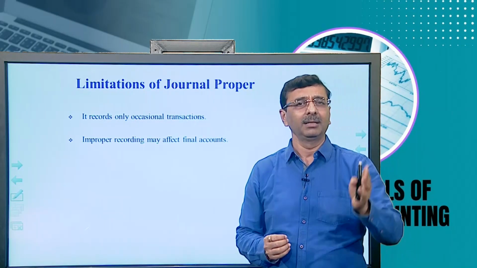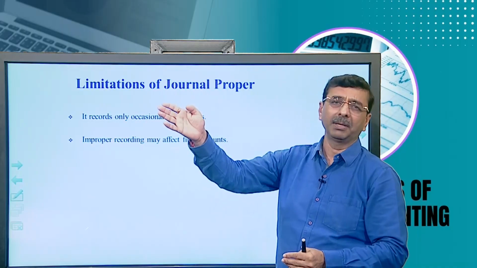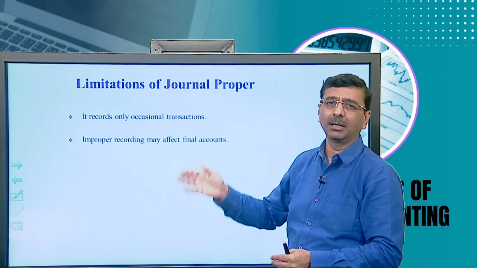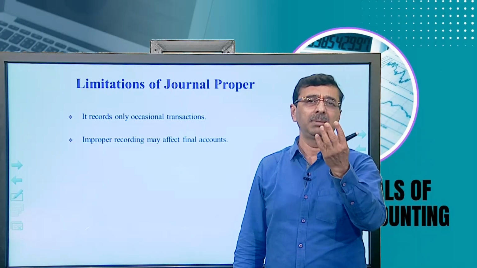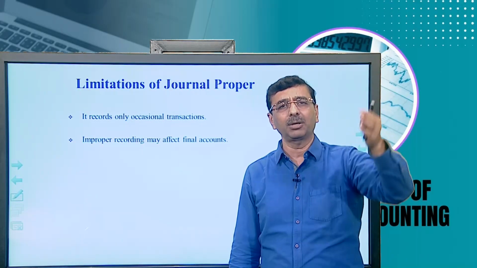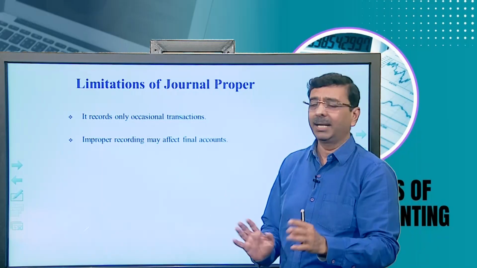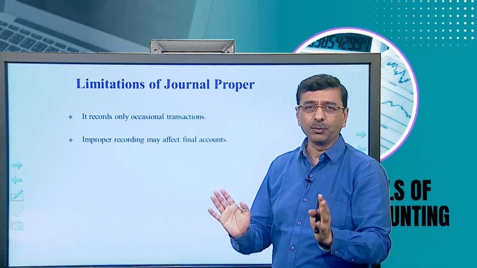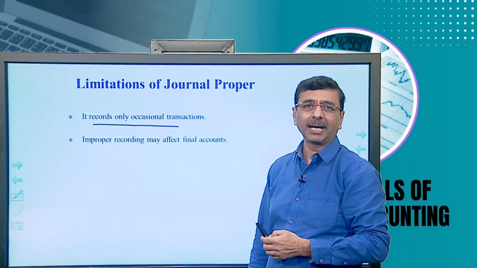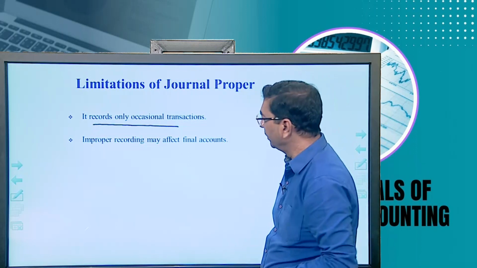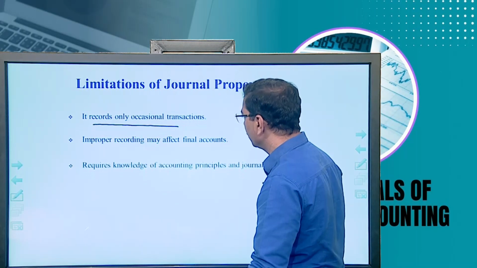Some people may prepare only the purchase and sales book, some people only the cash book and bank book, and another person only the general proper. Then one person may assume that these transactions were recorded by the other one, A or B or C. So due to these confusions, the transactions might not be properly recorded in the general book. That is quite possible. Another one is improper recording may affect the final accounts.